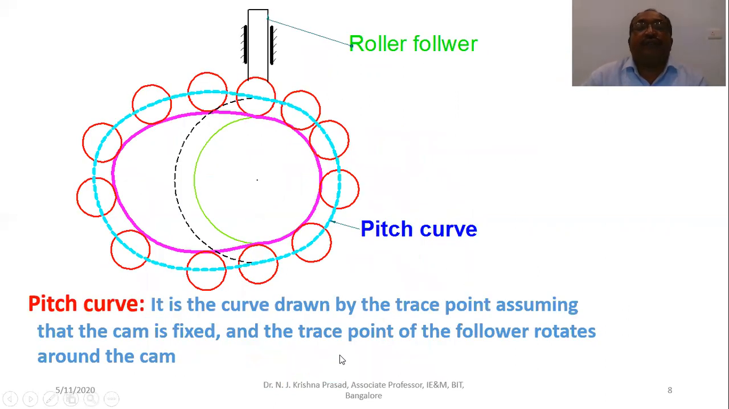And after this, we'll draw the pitch curve. How to draw the pitch curve? Fix the cam and rotate the roller follower. The trace point traces a curve. That curve is the pitch curve. So the pitch curve is a curve drawn by the trace point, assuming that the cam is fixed and the trace point of the follower rotates around the cam.